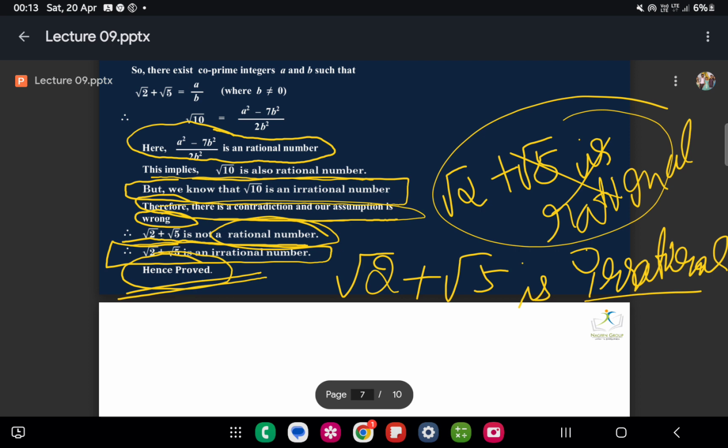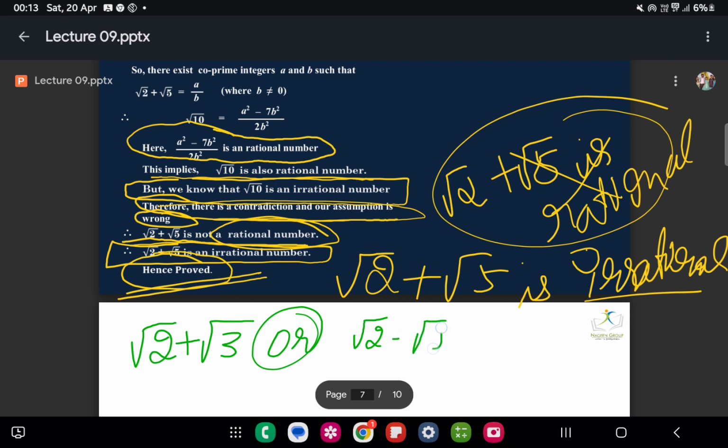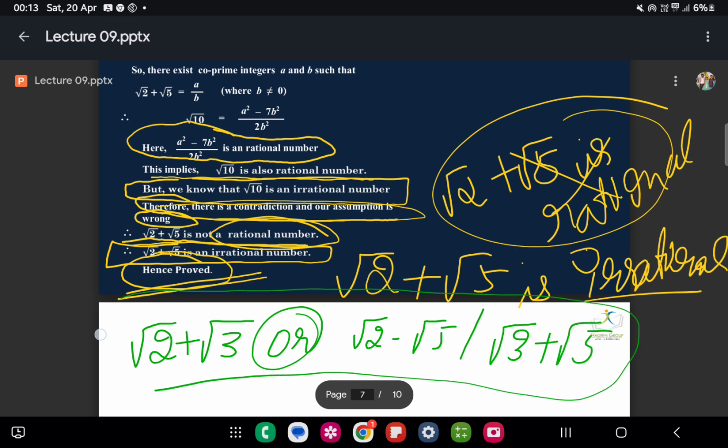Different numbers they will ask, root 2 plus root 5 is there. Other than root 2 plus root 5, they can ask some other questions, root 2 plus root 3 or root 2 minus root 5. Any of these numbers, root 3 plus root 5, any of these problems you have to solve by these methods.